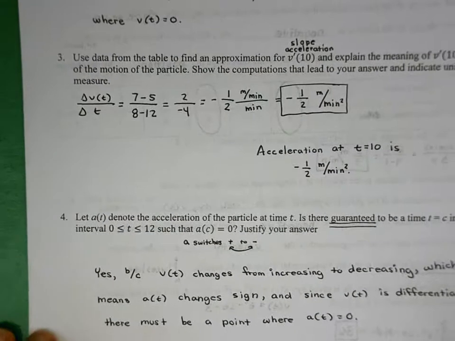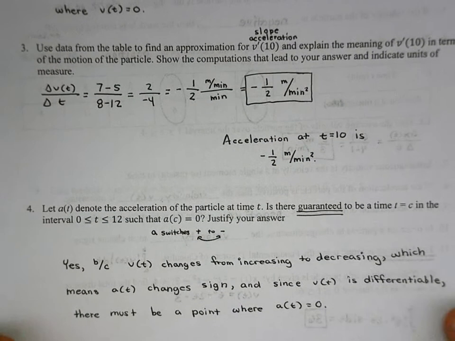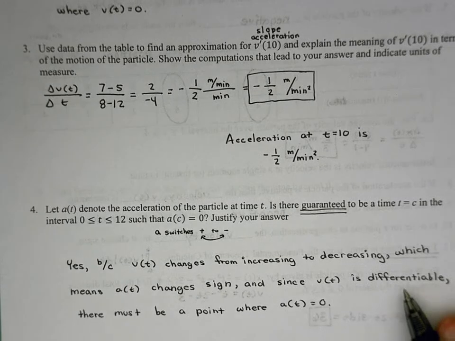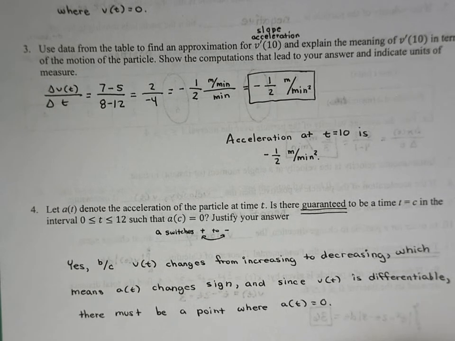Okay. If v of t wasn't differentiable, then we might have to allow for the fact that there had been maybe a cusp there. If there's a cusp in our velocity graph or in our velocity table, then a of t wouldn't necessarily have to be 0. But because v of t is differentiable, a of t has to be 0 at least one point.